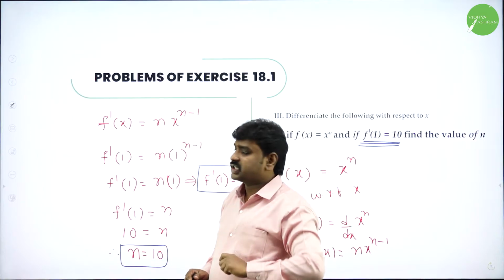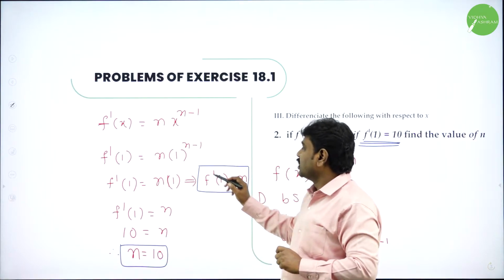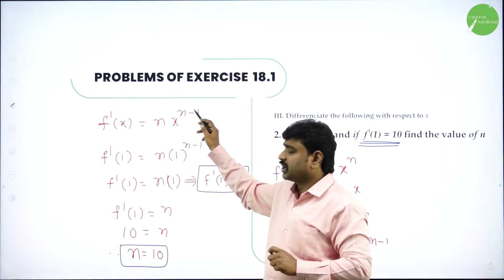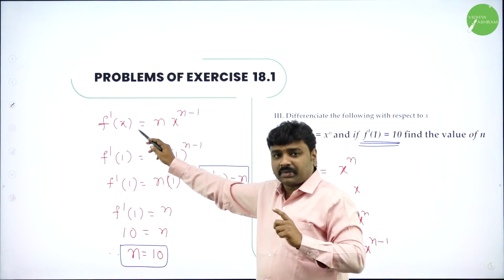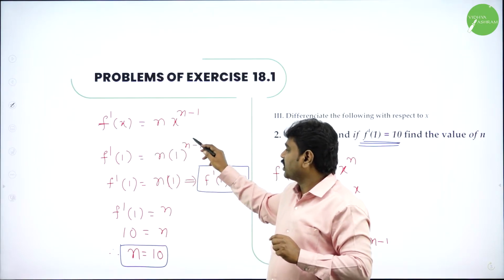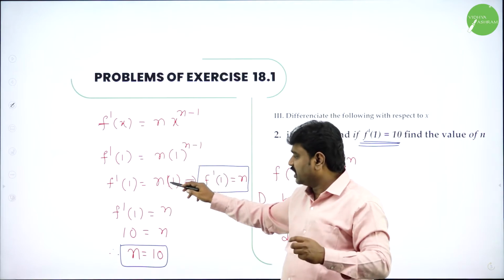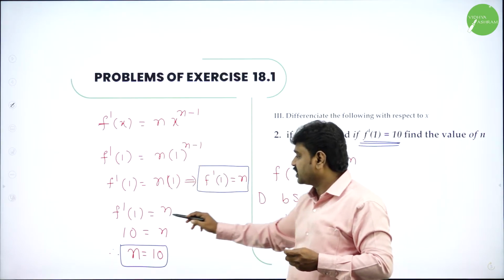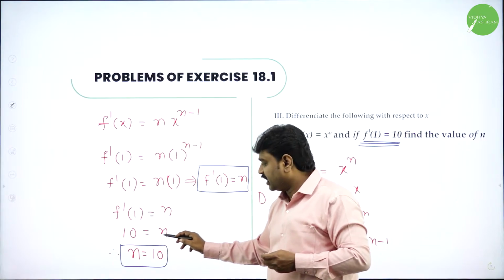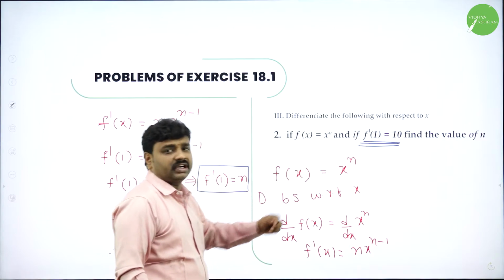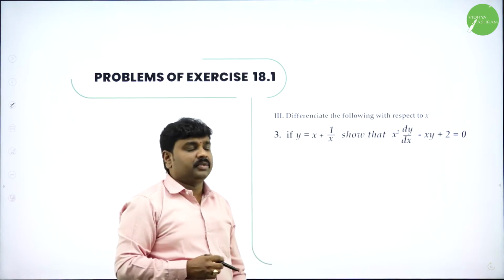First find f dash x. What is f dash x? f dash x is n into x power n minus 1. F dash 1 means in the place of x put 1 on both sides. So f dash 1 becomes n into 1 power n minus 1, and 1 power anything is 1. n into 1 is n. So f dash 1 becomes n. In the place of f dash 1 put 10. So 10 equals n, or the n value is 10. They want you to find the value of n. We got it. So now we'll start with problem 3.